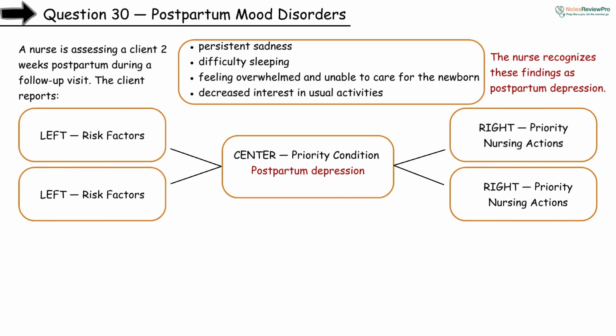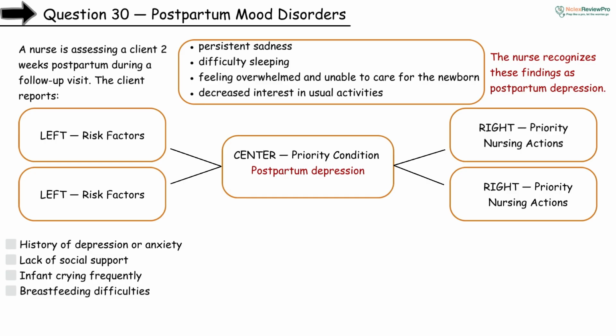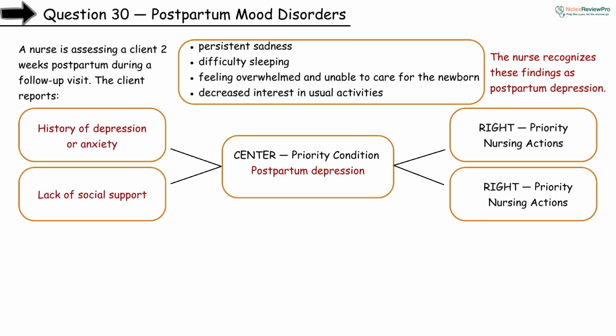On the left side, you are identifying risk factors. In the center, you confirm the priority condition. And on the right side, you choose the priority nursing actions. Let's start with the left side, risk factors. The correct answers are history of depression or anxiety, lack of social support. These are the strongest predictors of postpartum depression. A prior mental health history significantly increases risk, and lack of support makes coping more difficult during the postpartum period.